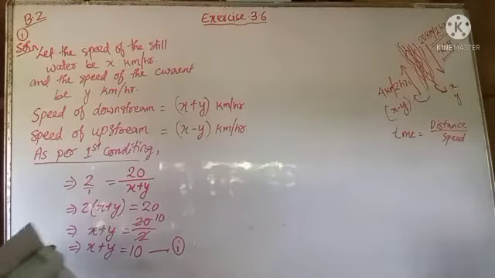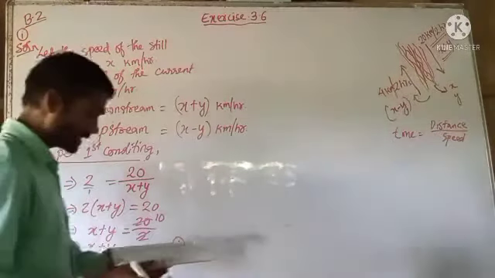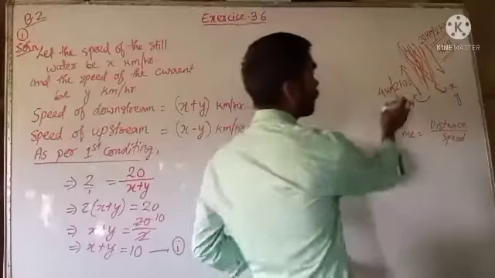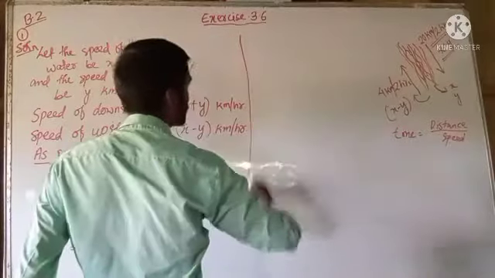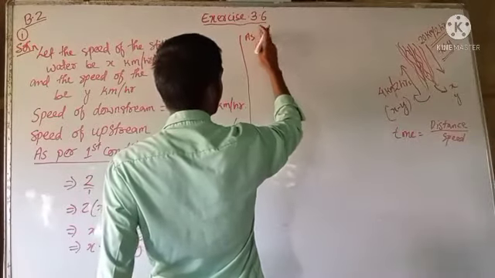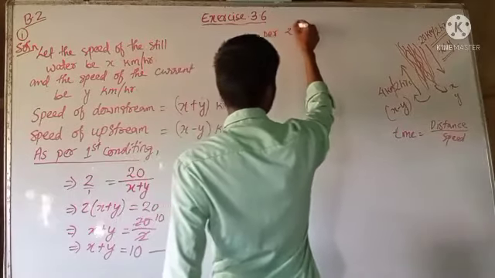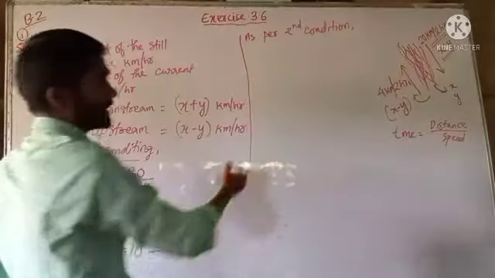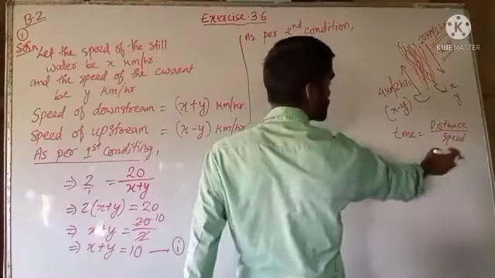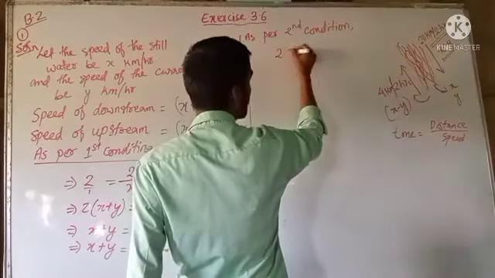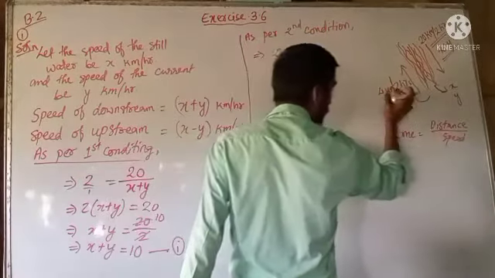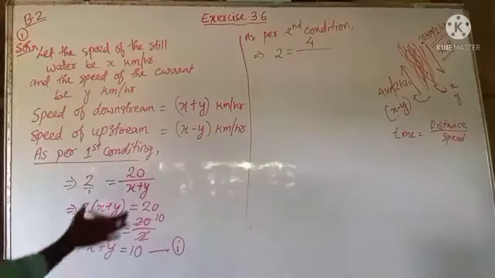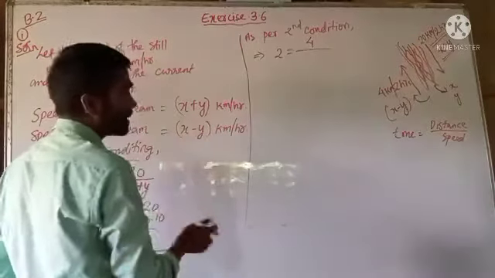Now we'll form the second condition. For the second condition, it is said that for upstream it takes 2 hours and the distance covered here is 4 kilometers. So as per the second condition, we will use the same formula, that is time is equal to distance by speed. Time taken here is the same, 2 hours, and distance covered is 4 kilometers. Now what is the speed? For upstream the speed is x minus y.